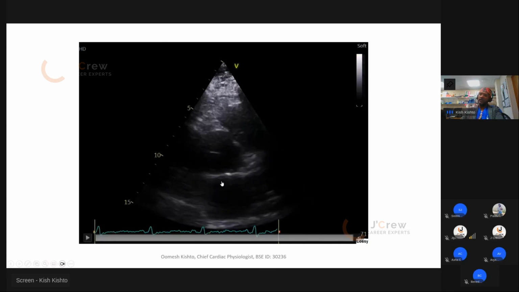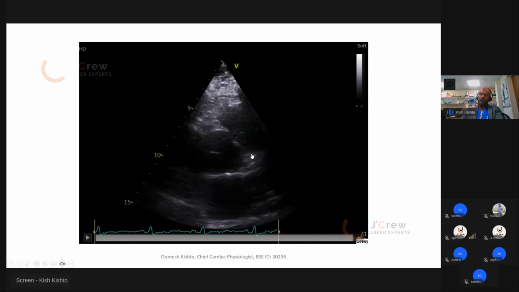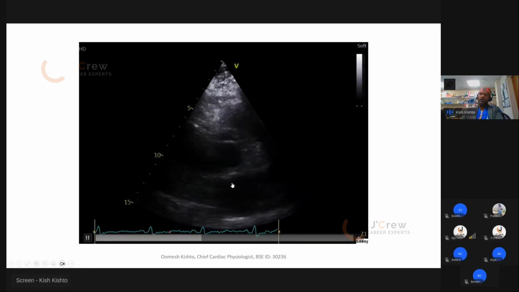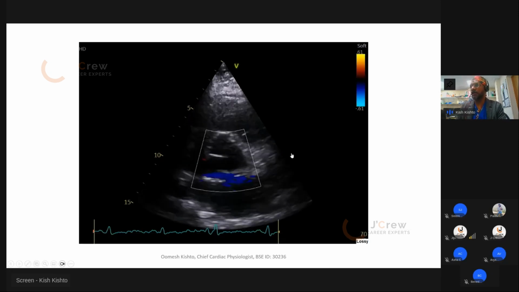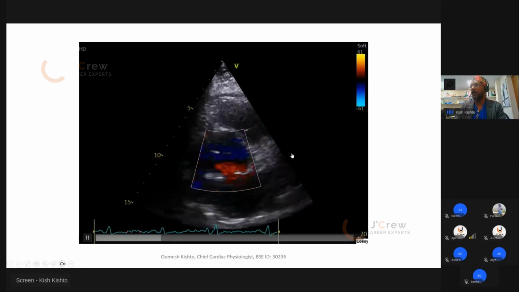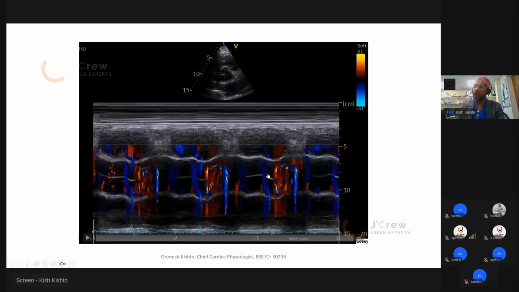Again, sometimes it's very difficult to define the morphology of the valve, whether it is bicuspid or tricuspid, but by doing so, this is tricuspid. If you look closely, you can see the right coronary cusp, which is very dominant, and then the non-coronary cusp, and then a very small non-dominant left coronary cusp. So again, just look at this clearly. Put your color on and have a quick look.